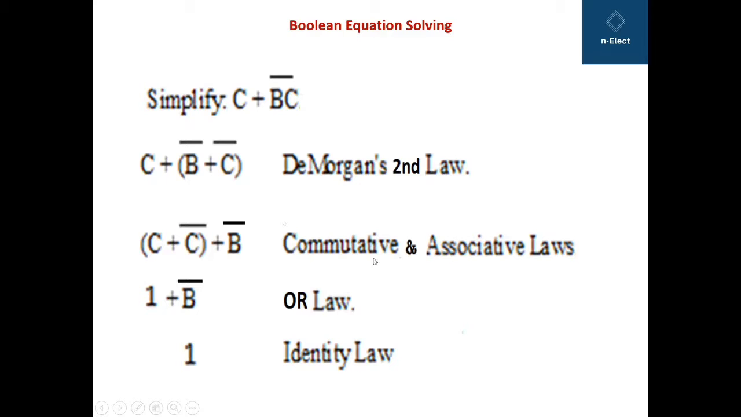Now by applying the commutative and associative laws, we can rewrite the expression by taking the terms C and C bar together, like this: C plus C bar, plus B bar taken outside the bracket. Now C plus C bar, by applying the OR law, is equal to 1, plus B bar as it is. Again by applying the OR law, 1 plus B bar equals 1. So this is how we can reduce this equation.